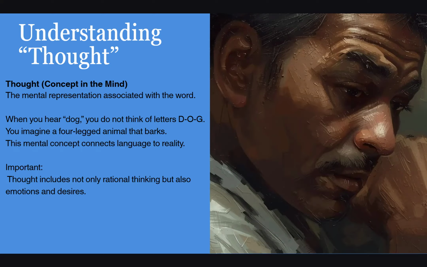When you hear dog, you don't think of the letters D-O-G. You imagine a four-legged animal that barks. This mental concept connects language to reality. It is important to know that it includes not only rational thinking, but also emotions and desires.